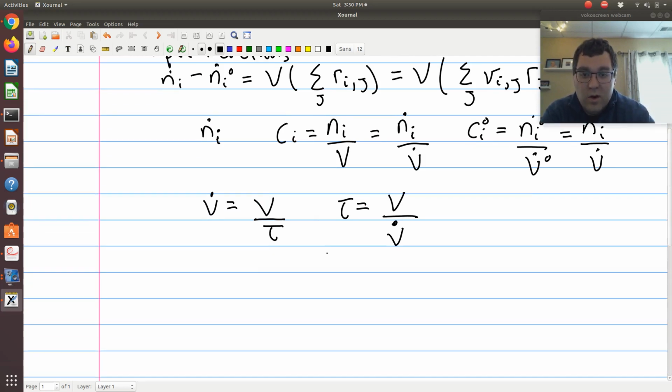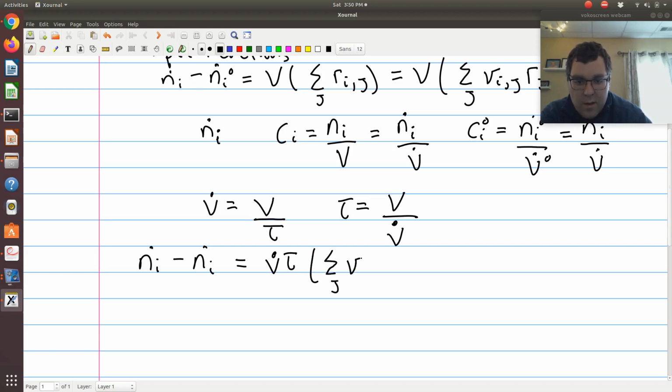So if I were to plug this all into our rate expression, first let me plug in V, which is going to be tau times V dot up here. Then I'll divide through by V dot. What I'll have is Ni naught minus Ni dot naught is equal to, for V, I'm going to replace with V dot times tau times the sum over j of nu Ij Rj.